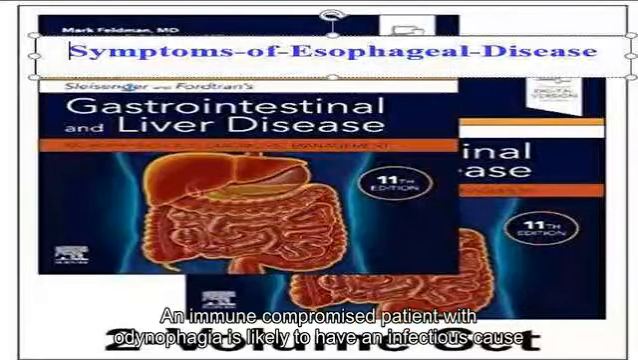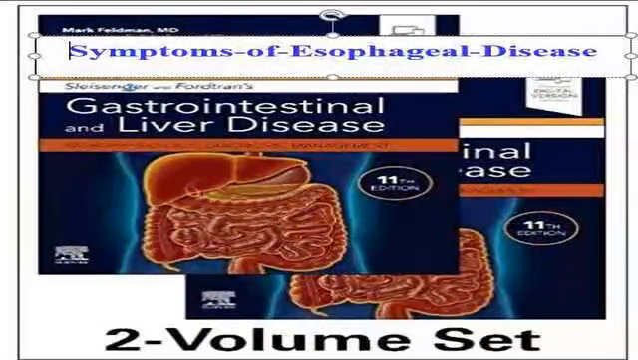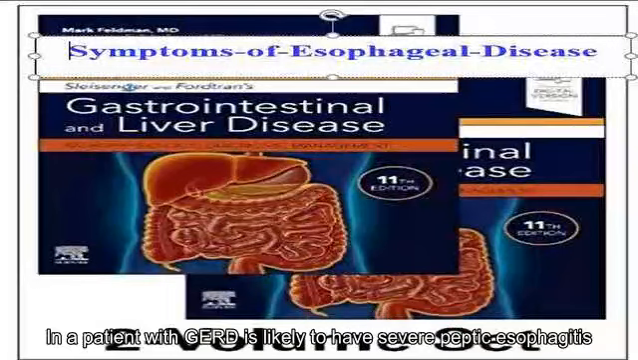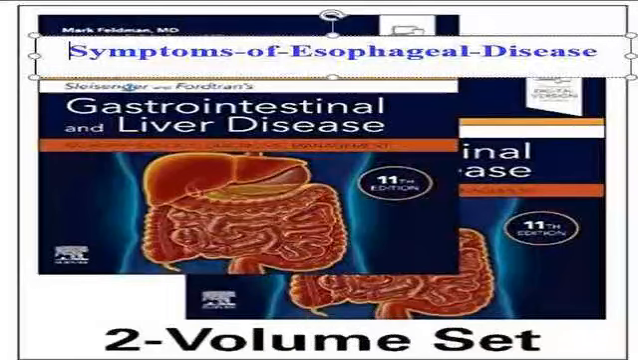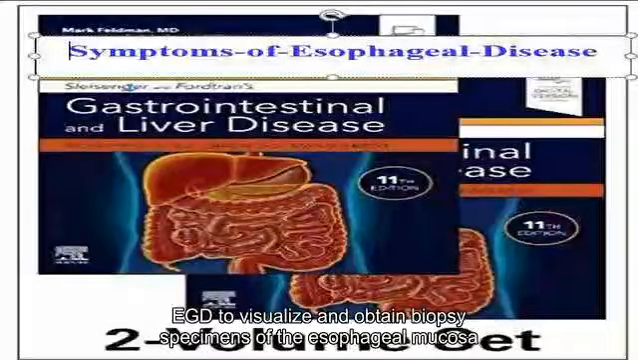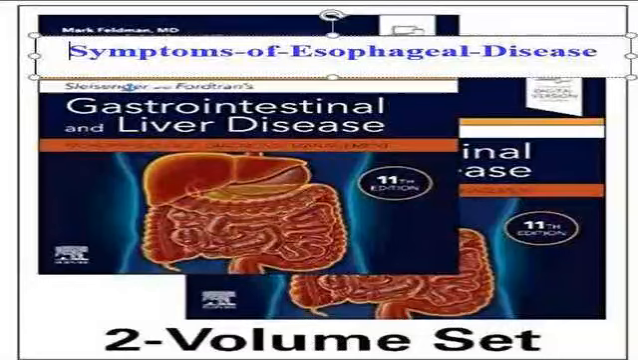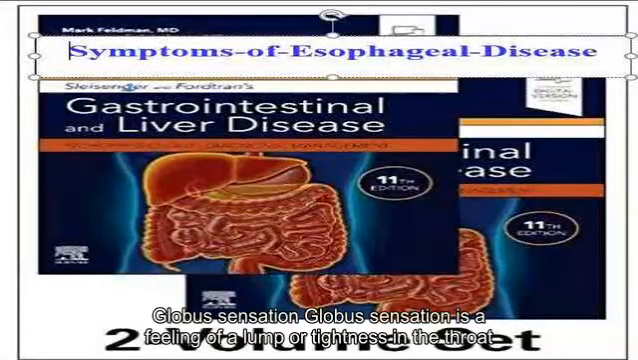dysphagia. An immunocompromised patient with odynophagia is likely to have an infectious cause, see chapters 35, 36, and 45, and a patient with GERD is likely to have severe peptic esophagitis. EGD to visualize and obtain biopsy specimens of the esophageal mucosa is required to confirm a specific diagnosis in most patients with odynophagia. Globus sensation.